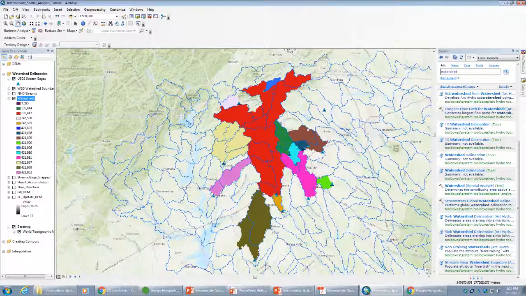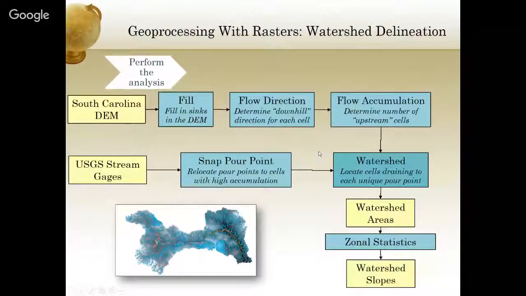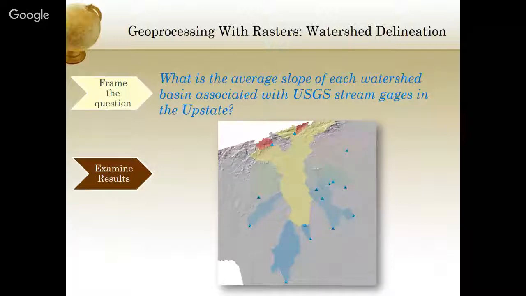All right. My mouse is locked up here. So again, if we take it a step further, we can use what's called the zonal statistics tool, get the average slope of each one of these basins, and then output that. And we would have seen here in the upstate, we have high average slopes for these small drainages in the mountains, lower average slopes as we get closer to the midlands.